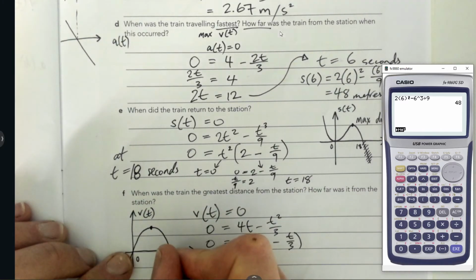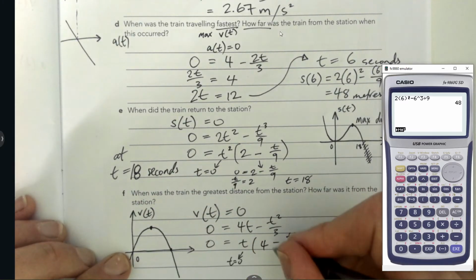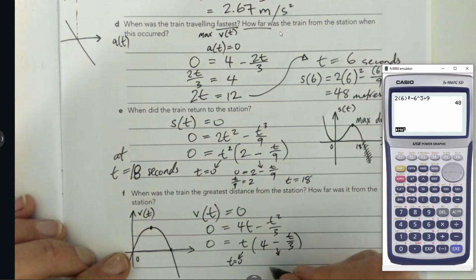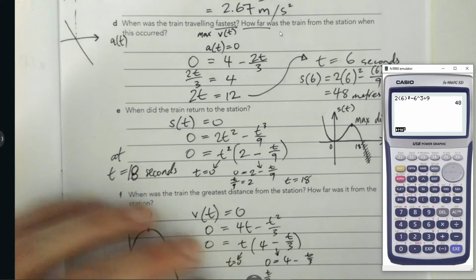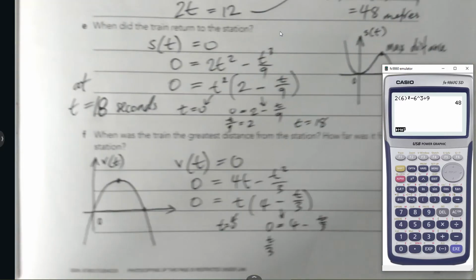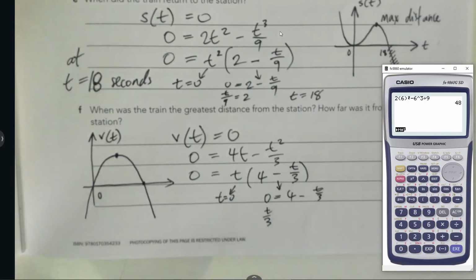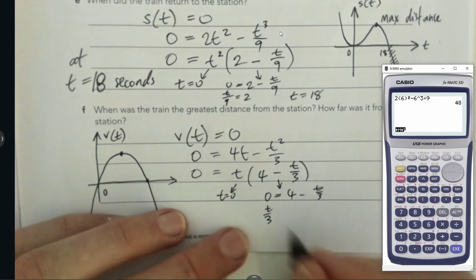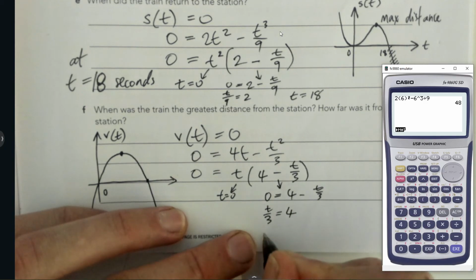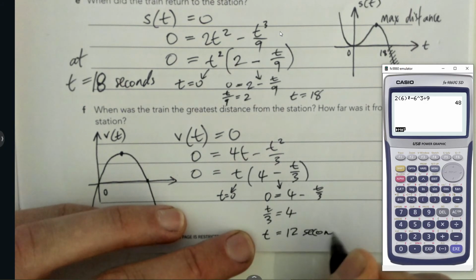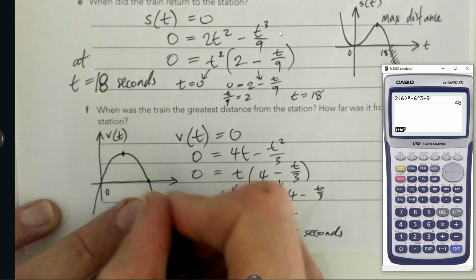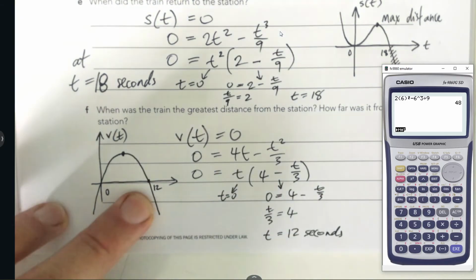But then what's this other point? We can solve it from this other side here. So 0 equals 4 minus t over 3. That means t over 3, oh shucks, not on the screen, t over 3 equals 4. t equals 12 seconds. So the other point here is at 12 seconds.